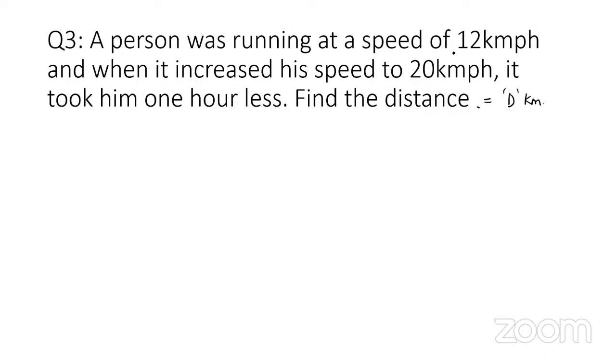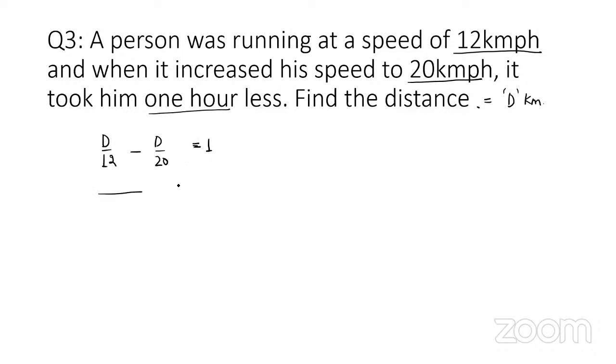So when the person is traveling at the speed of 12, the time taken should be d upon 12. And when the same person is traveling at the speed of 20, the time taken must be d upon 20, right? And we just know that the difference is being 1 hour. So we can say this minus this has to be 1 hour. Luckily, all the units are in the same system, so we don't need to do much work on this.